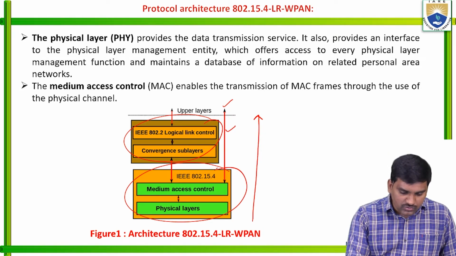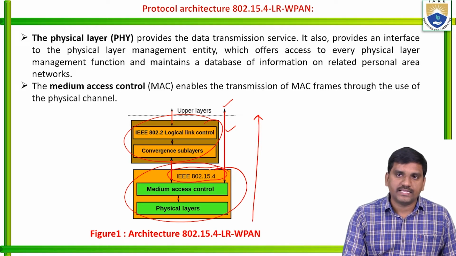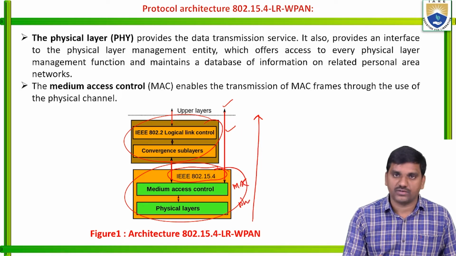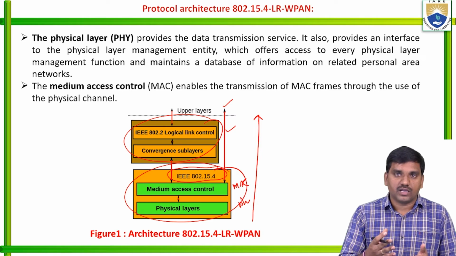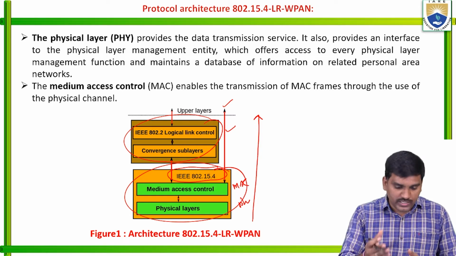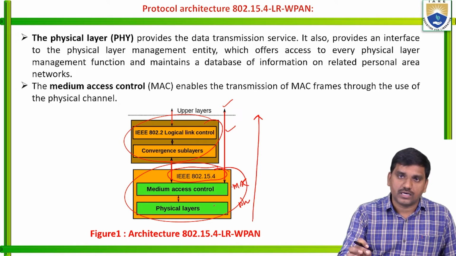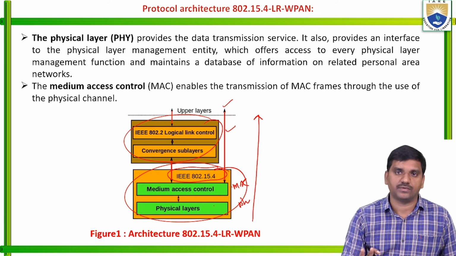Apart from that, we have 802.15.4. In that we have 2 sublayers, that is the MAC layer and the physical layer. We already studied in the previous slide that the physical layer and MAC layer are supported by LRWPAN. So here, medium access control and physical layer. So this is the complete architecture of 802.15.4 LRWPAN.